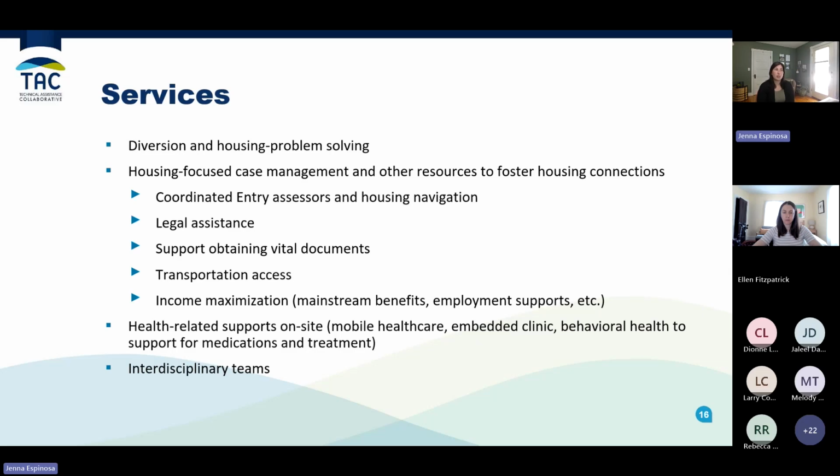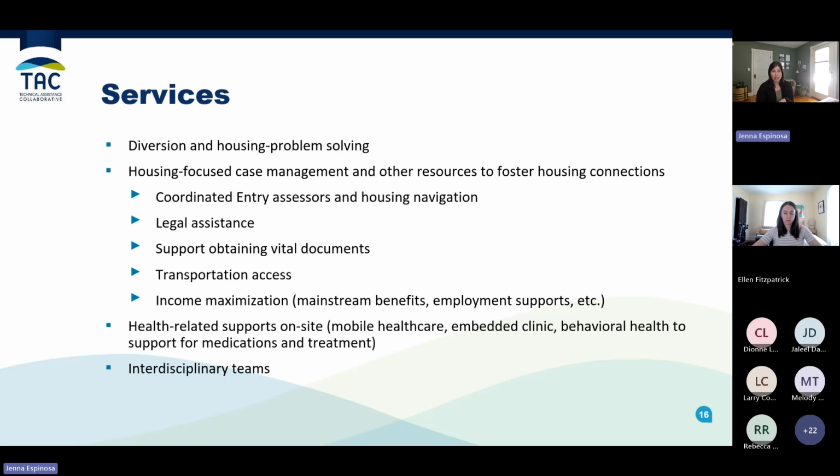Behavioral health to support medication management and treatment is really helpful too. So if that's not on site, having really strong partnerships that make that really accessible for folks. And I would say having some health related supports on site, whether that is clinicians who can support behavior modification planning with folks, whatever the most common need is, having that on site can really make a huge difference.